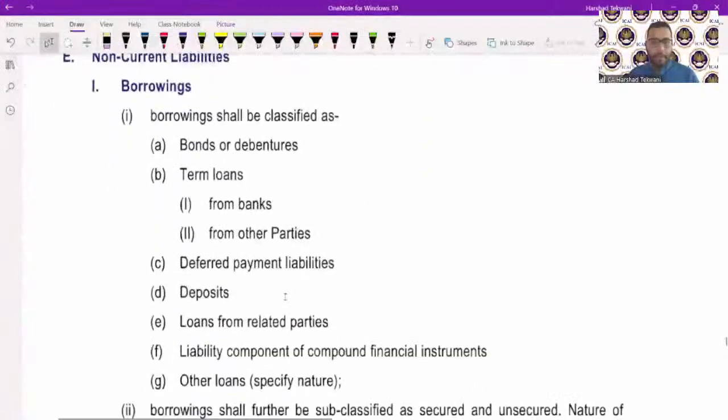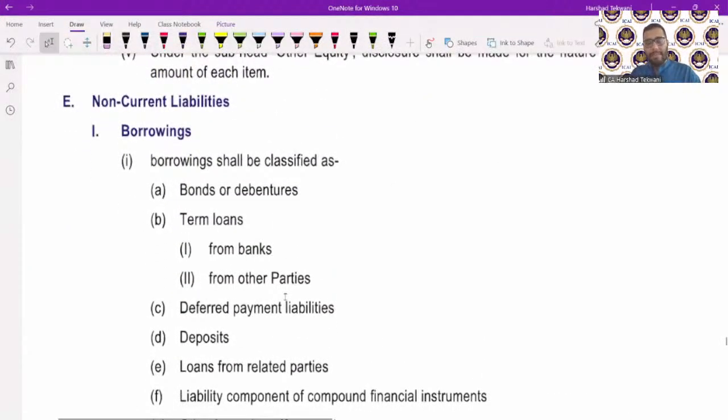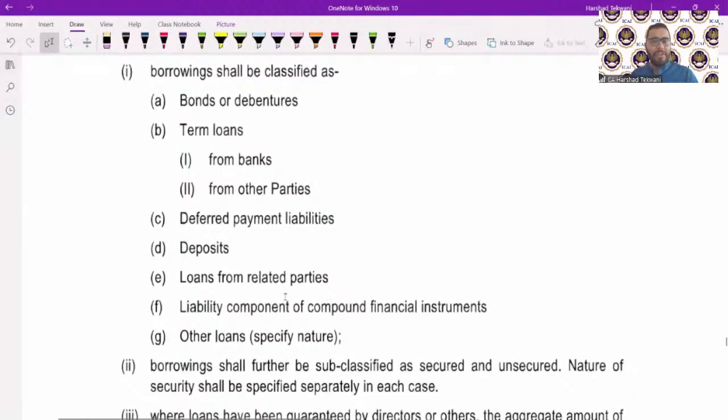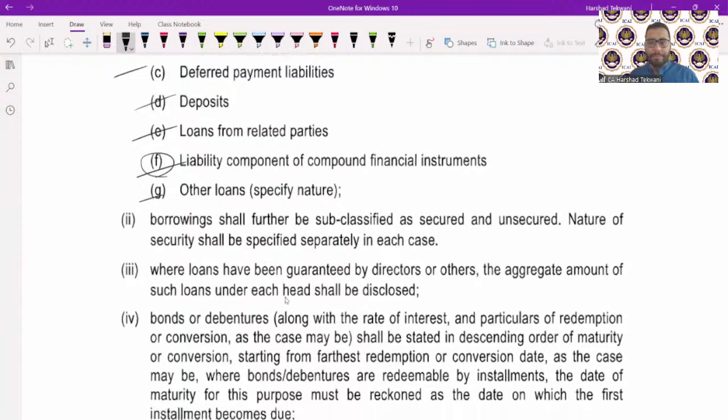Non-current liabilities. In that, it was financial liabilities, starting with borrowing. Same as on the lines of Division 1. Borrowing is required to be disclosed, subclassified into bonds and debentures, term loans from banks and other parties, deferred payment liabilities, deposits, loans from related parties, liability component of financial instruments, and others. So this is new that we are seeing, liability component of compound financial instruments.